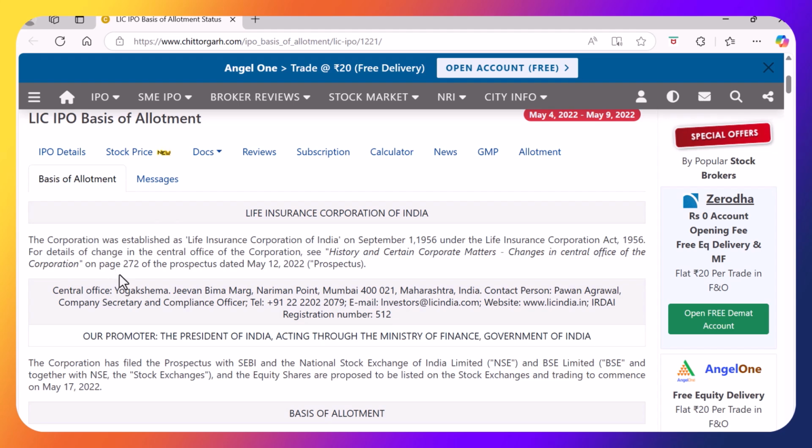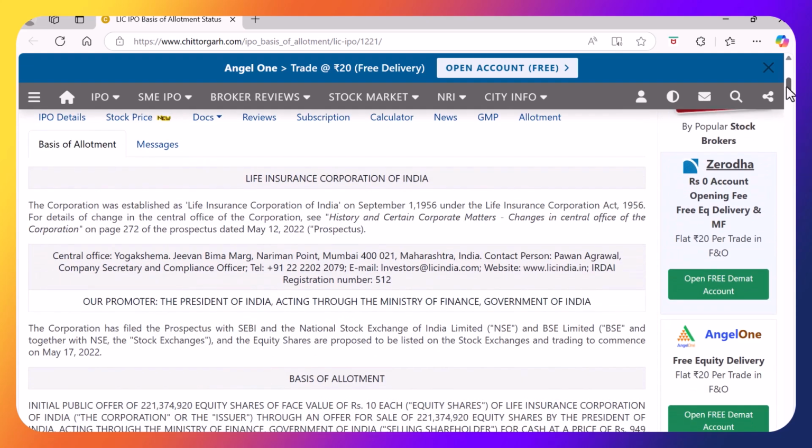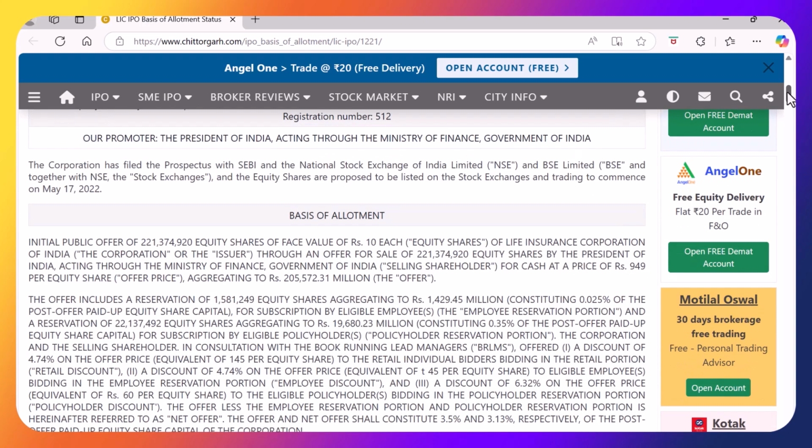The corporation was established as Life Insurance Corporation of India on September 1, 1956, under the Life Insurance Corporation Act, 1956. Just hold on. Established in 1956, a very old company owned by the Government of India. And who is the promoter of the company? The President of India acting through the Ministry of Finance, Government of India. So this is basically a government company and the promoter is always called the President of India.